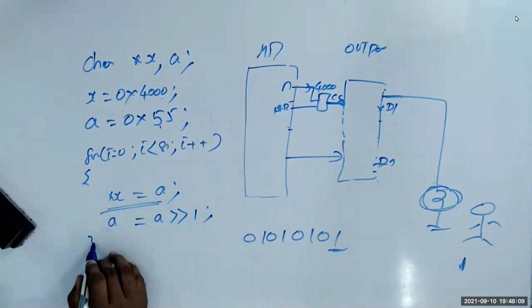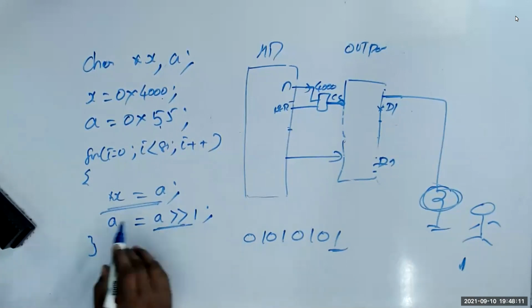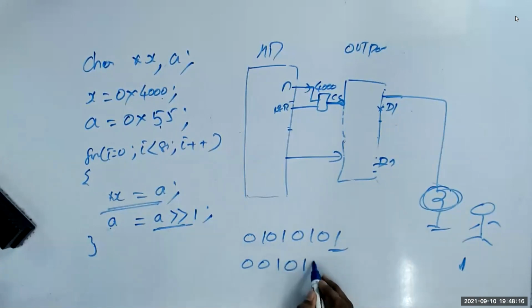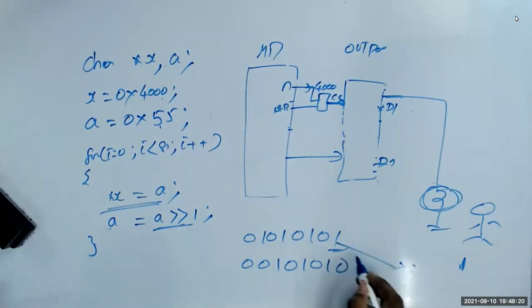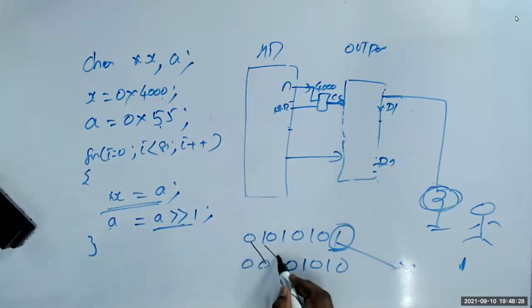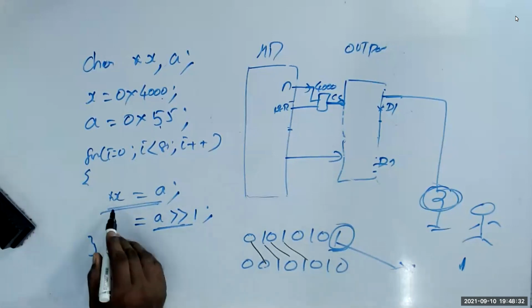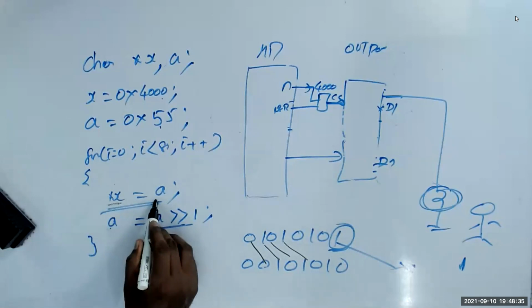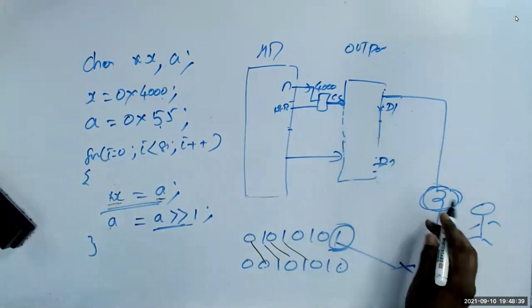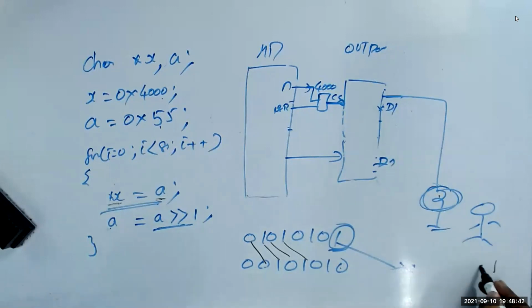See here. Now, when I do A is equal to A right shift, now A becomes what? 0 0 1 0 1 0 1 0. This one is gone now because I put right shift. So this 0 has come here. This is all right shift. Now, when I go back and put star x is equal to A, then this 0 goes here. So the bulb is going to be off. So our man will write 0. Previously 1, now 0.